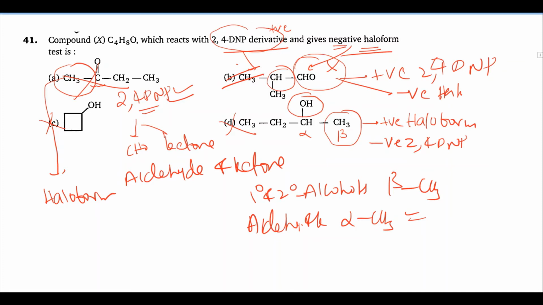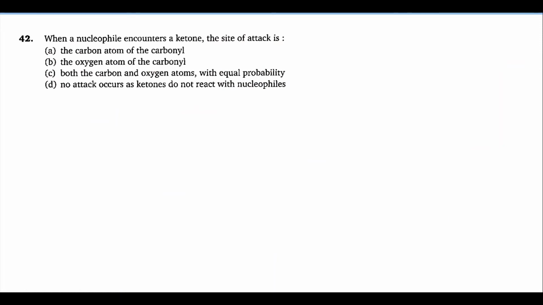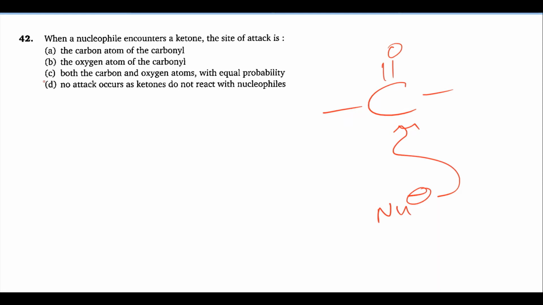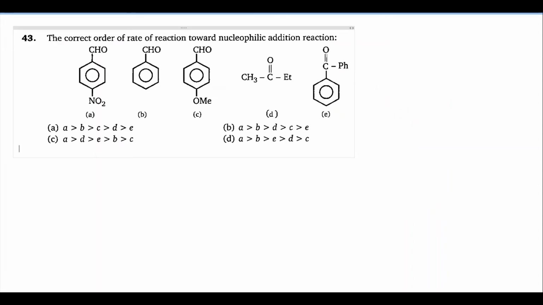Now, question number 42. When a nucleophile encounters a ketone, the site attacks. Such a silly question. Where will it attack? First option only, the carbon atom of the carbonyl group. That's all, very simple. Here is C double bond O, the carbonyl carbon. So the nucleophile attacks what carbon? The carbonyl carbon only. That's the answer. Very simple question. Next, question number 43. Very easy question.